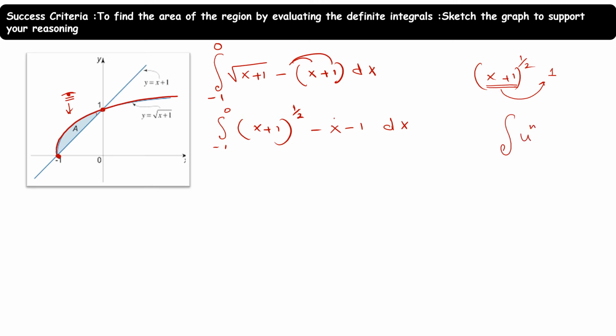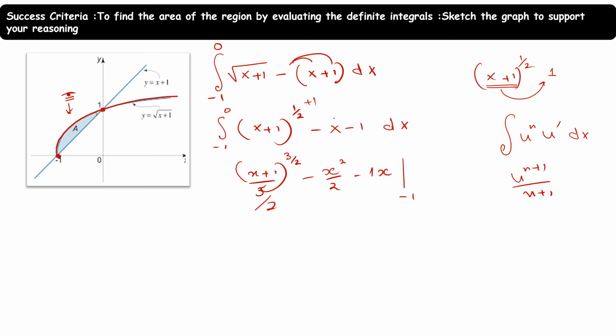So if the composite function is written and its inner function's derivative is written beside it, then we can use the power rule of integration, which means write the bracket as it is, the inner function, add 1 in the power, so it will give you 3 by 2 over 3 by 2. Now this one is a normal power rule, so it will give you x square over 2, minus constant rule, that is add x, so it will give you negative x. Now you are ready to apply the limits.